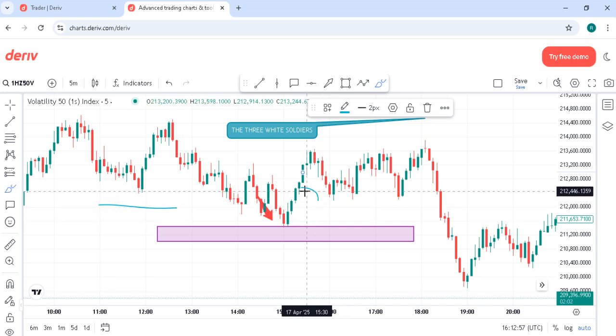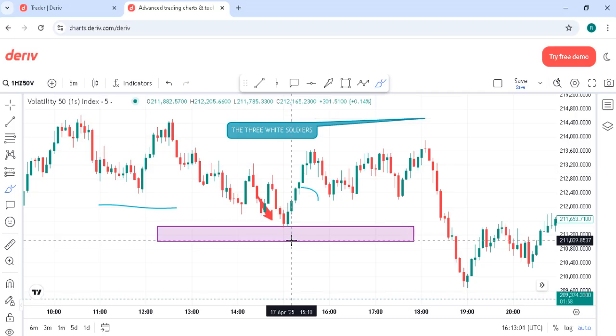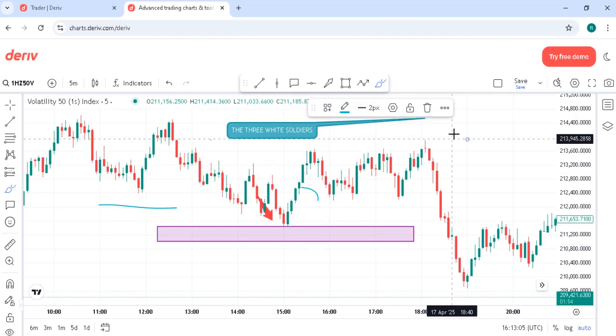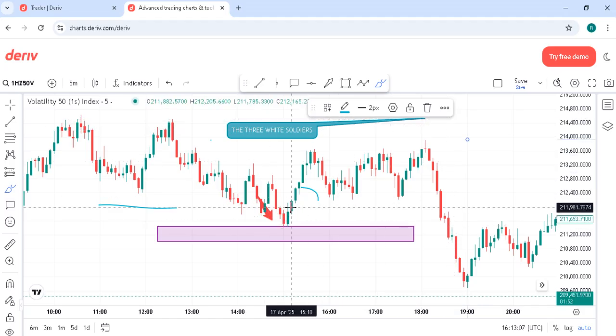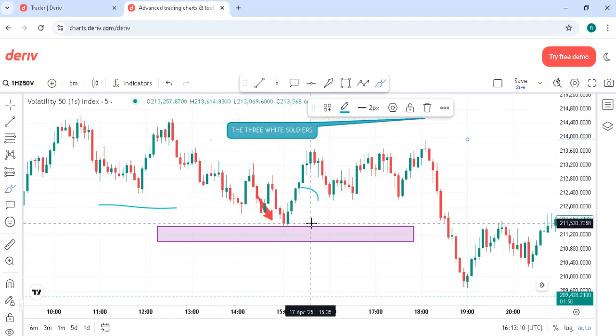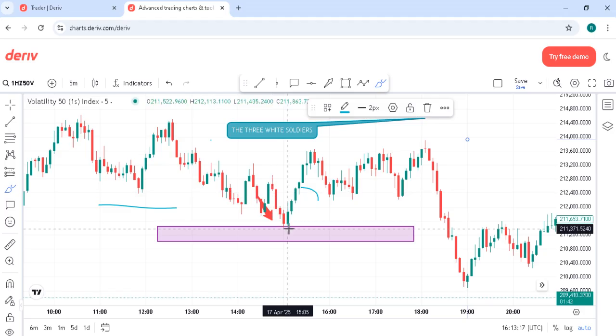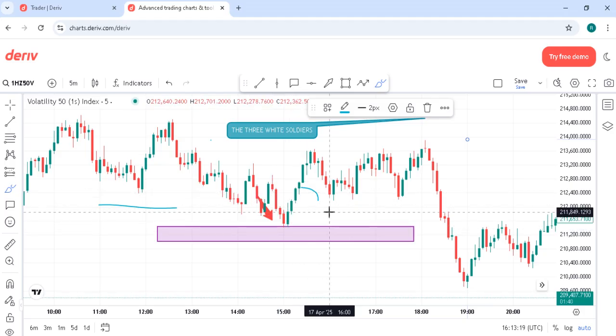So once you spot this, though it doesn't happen very frequently, once you spot it, then know that you will be profitable. So this one is a bullish strategy. It shows that the market is going to reverse after a downtrend, and so if you enter a trend, you are going to emerge profitable.